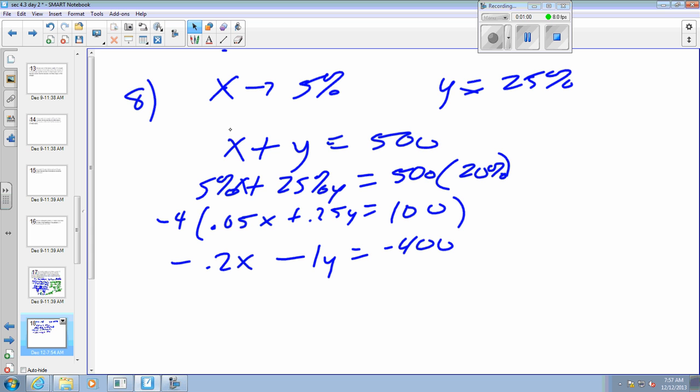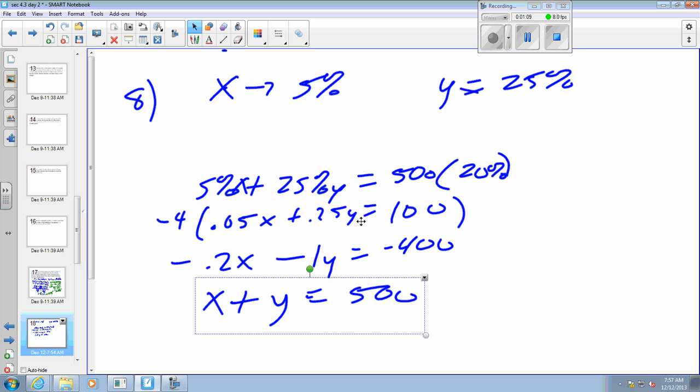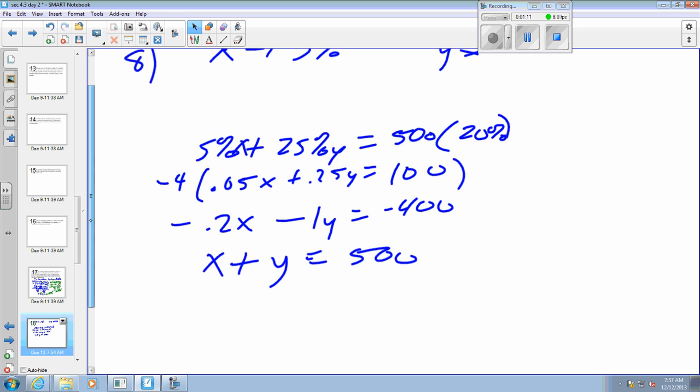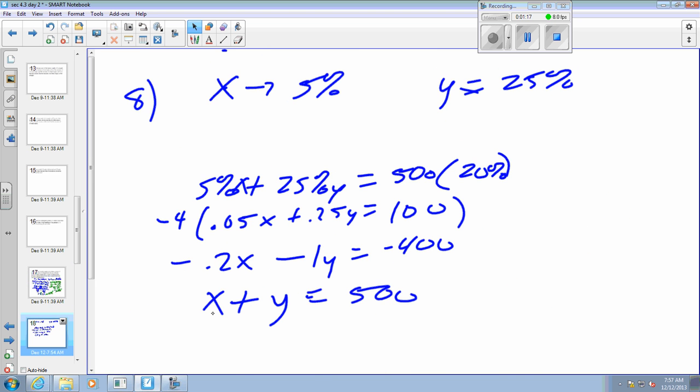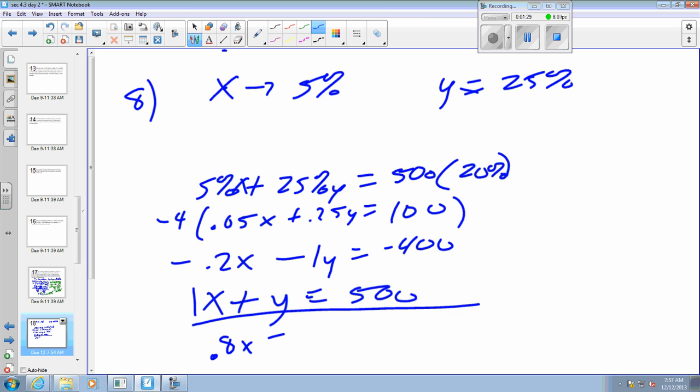We can grab this equation up here and bring it down. Then we can add the two equations together. And negative y and positive y go away. -0.2 and positive 1 gives me positive 0.8x equals -400. Positive 500 gives me 100.